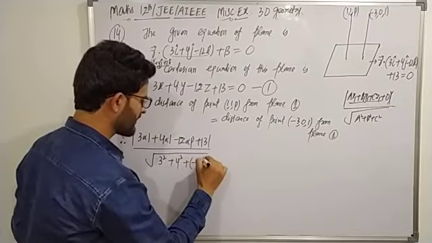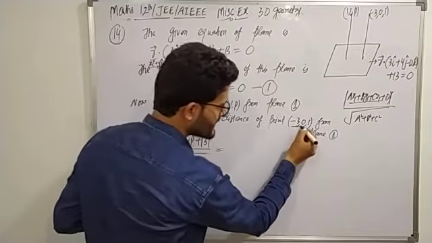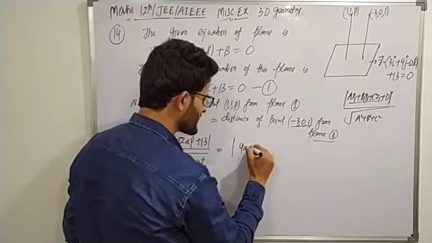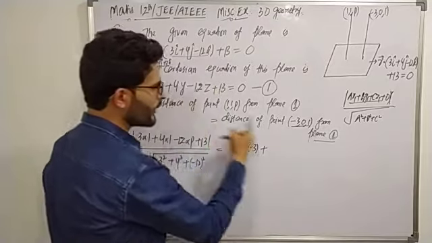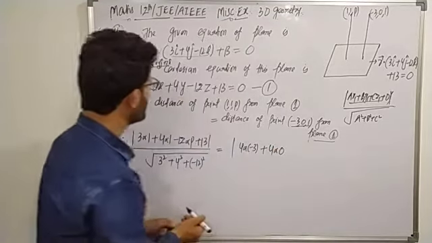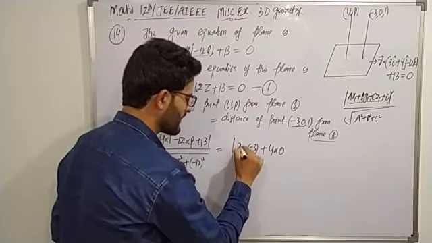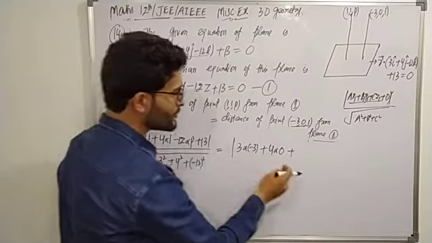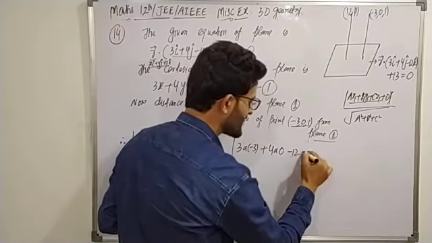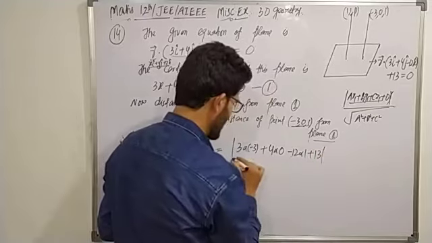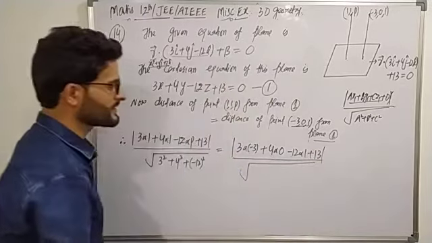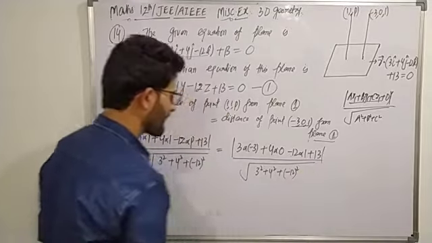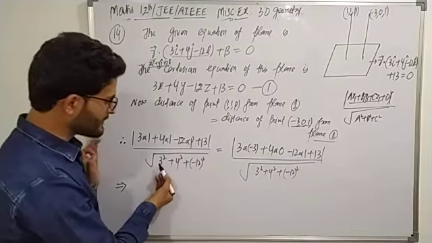divided by square root of a square plus b square plus c square, that is 3 square plus 4 square plus minus 12 square, and that must be equal to the distance of (-3, 0, 1) from plane first, that is again mod of a x1, that is 3 into minus 3, plus 4 into 0, plus minus 12 into c, that is 1, plus d, that is 13, divided by square root of a square plus b square plus c square, that is again 3 square plus 4 square plus minus 12 square.